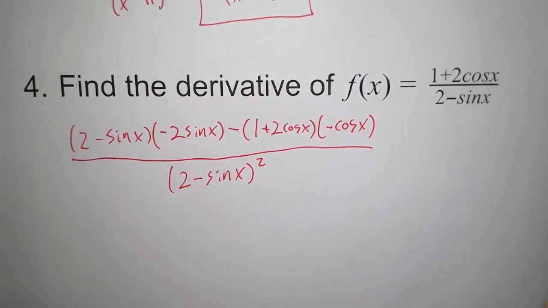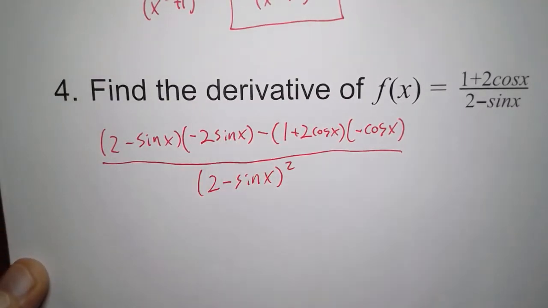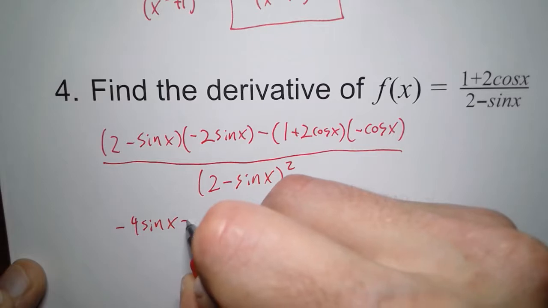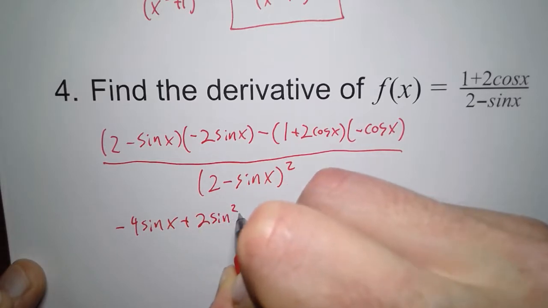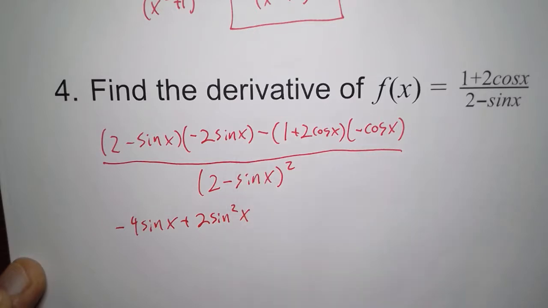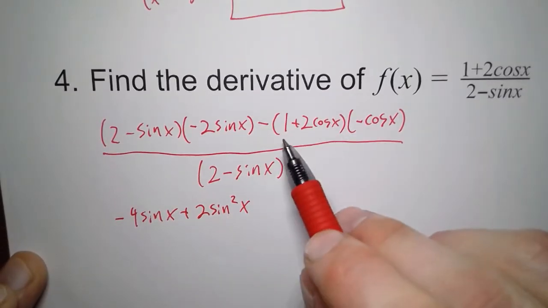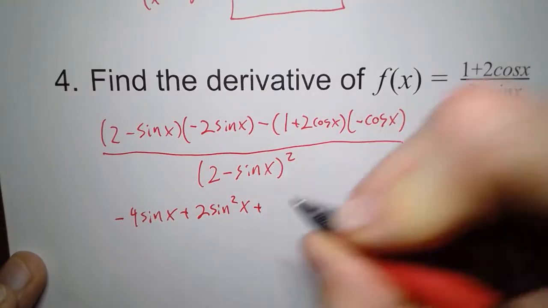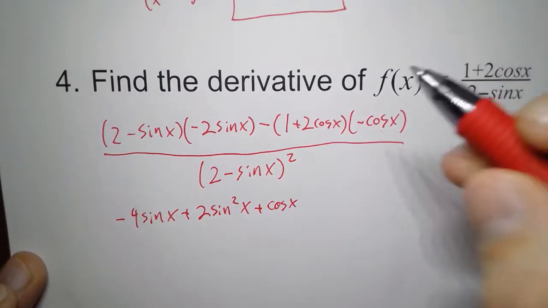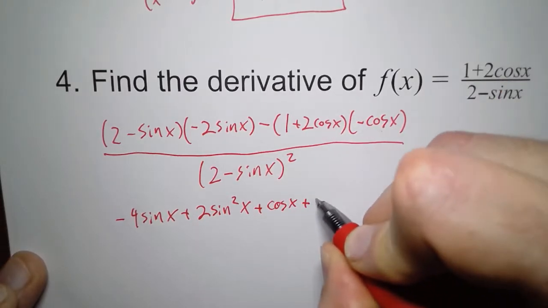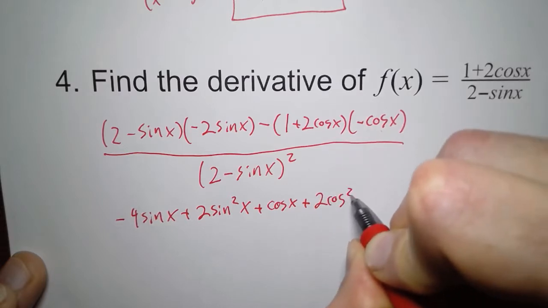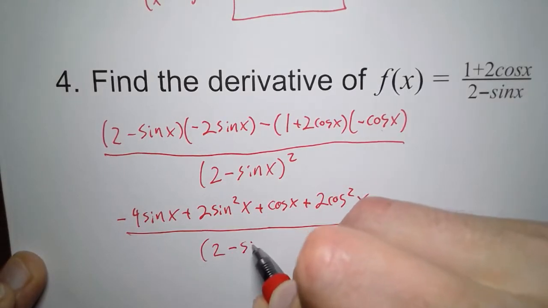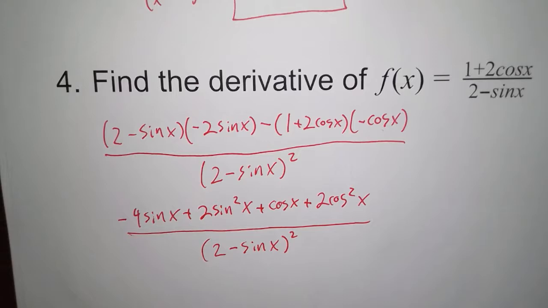Now we'll expand this out. So we have 2 times negative 2 sine x, so negative 4 sine of x, plus 2 sine squared x. Remember, we're multiplying sine times sine, so it's 2 sine squared. 1 times negative cosine, but remember there's a negative out front, so plus cosine of x and plus 2 cosine squared x all over 2 minus sine of x quantity squared.